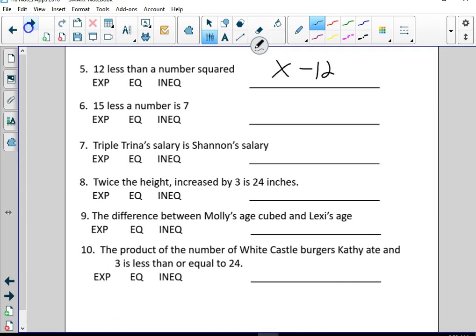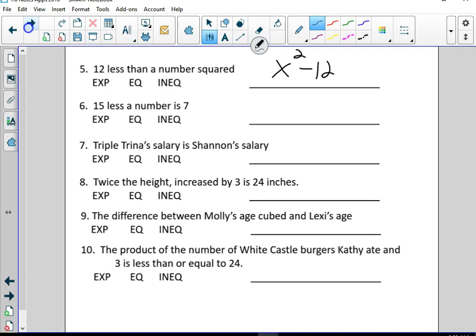Because it doesn't say 12 is less than, it just says 12 less than, not is less than. 12 less than a number squared. Yes, sir? Does it matter if you put the 12 before the x? Yes, it does. Good question.